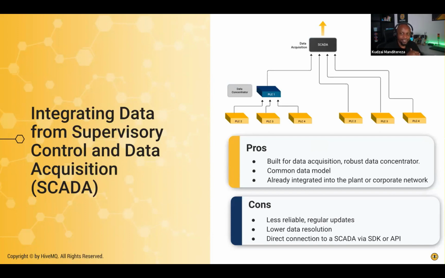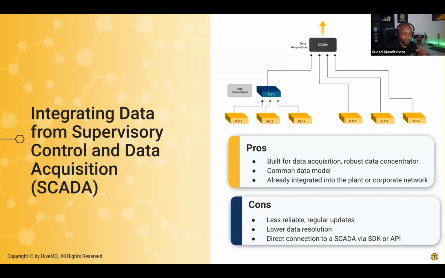So remember, the idea here is to identify those points. It doesn't need to be a single point. It could be multiple points of data acquisition so that you can collect your data and make it available for integration into your IT network.